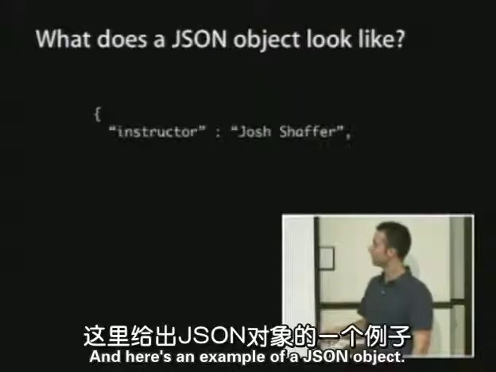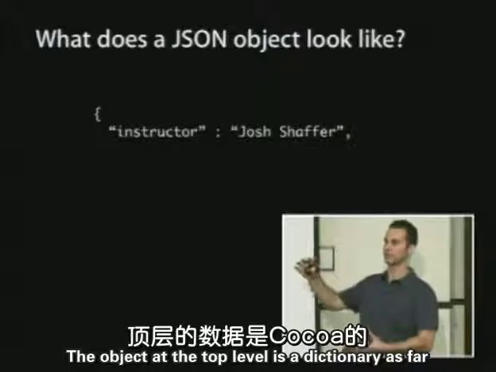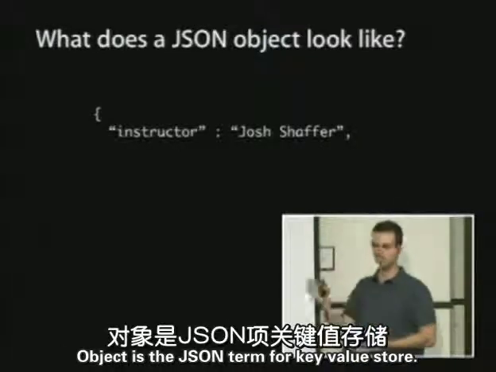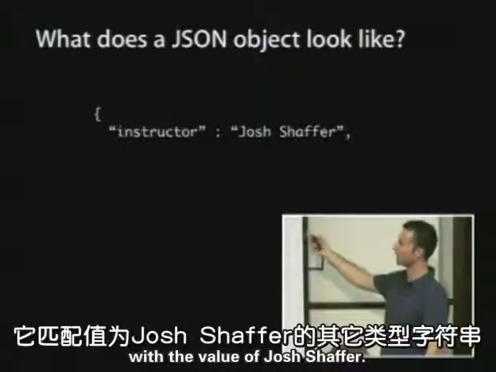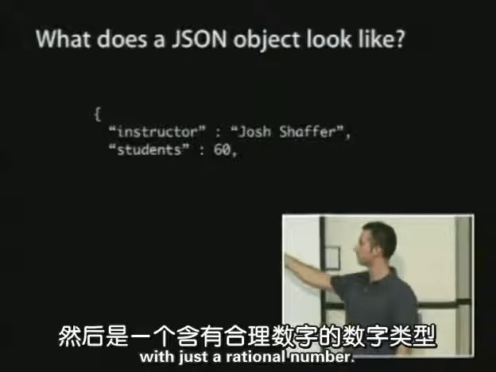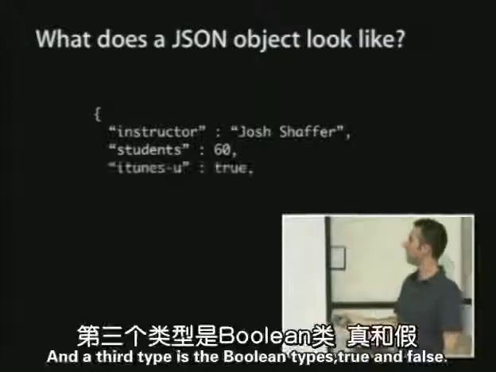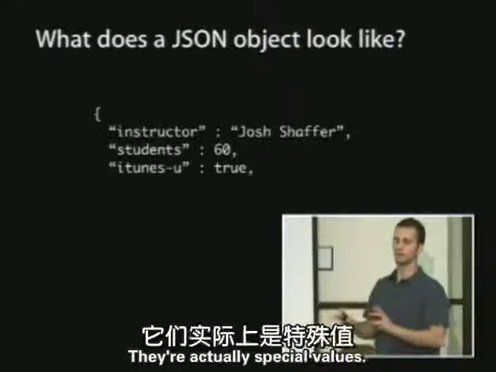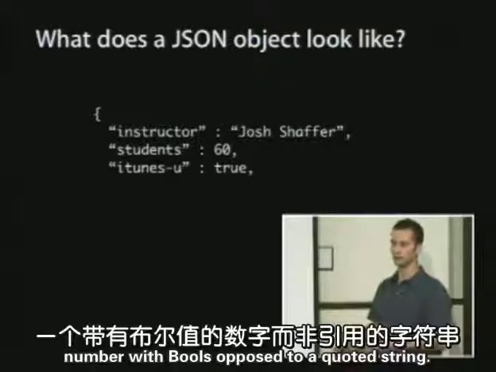And here's an example of a JSON object. The object at the top level is a dictionary as far as we're concerned in Cocoa. Object is the JSON term for key-value store. And here you have a string type matching another string type with a value of Josh Schaefer, student, and then a numerical type, which is just a rational number. There's no quote, so it's not a string. And a third type is the Boolean types, true and false. They're also not quoted, so they're actually special values. In Cocoa, that would be represented as an NSNumber with bool, as opposed to a quoted string.